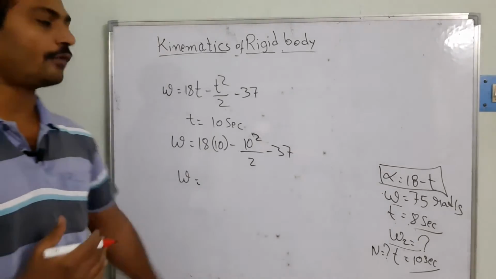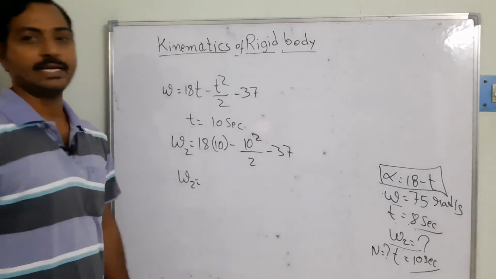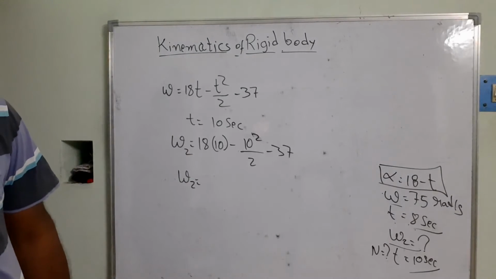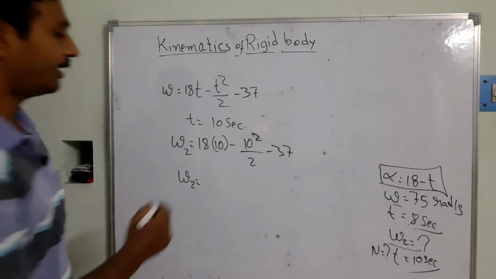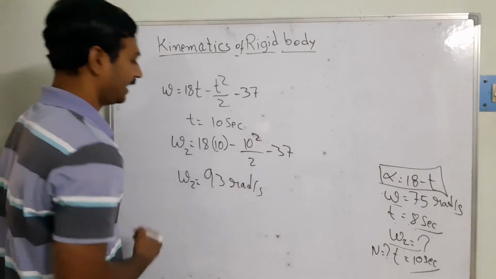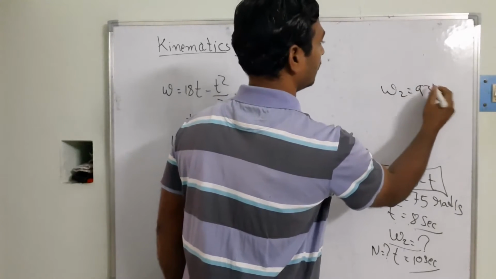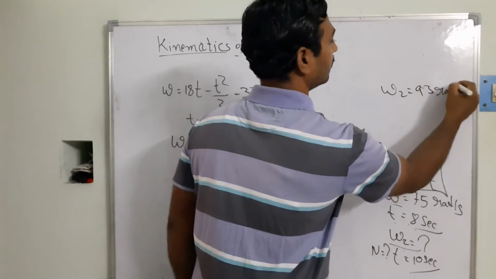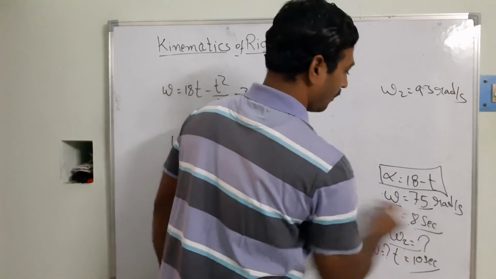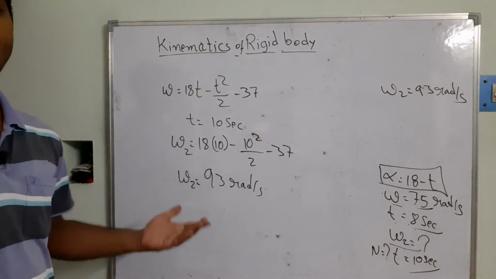So what is the value of omega 2? Omega 2 means at 10 seconds. I got it around 93 radians per second. Can you see? Omega 2 is equal to 93 radians per second. Omega 1 is equal to 75 radians. Now, what else do we need to calculate from this one?